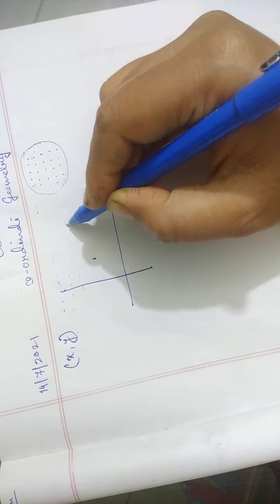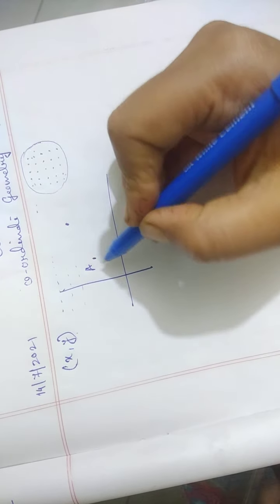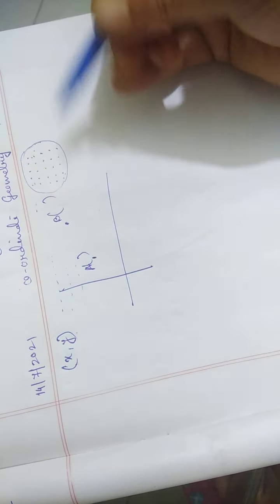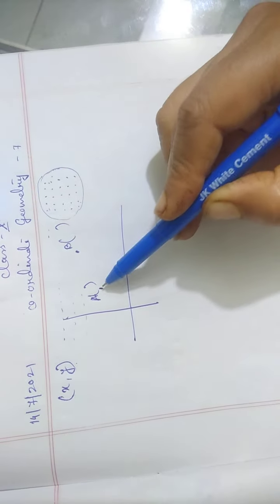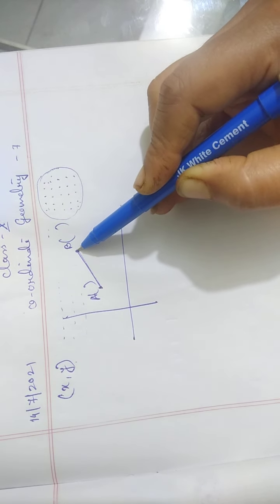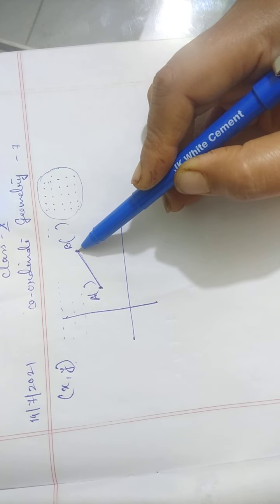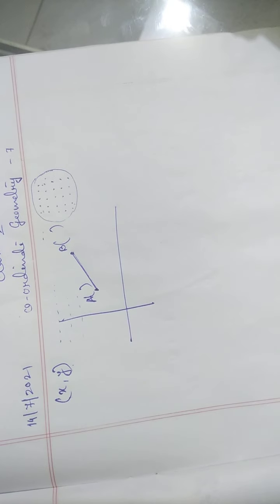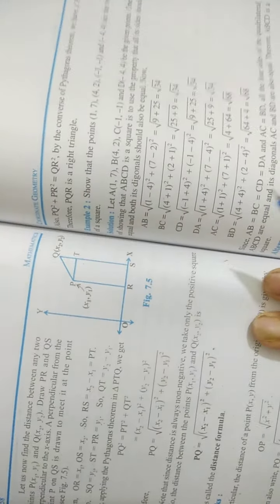Now in a Cartesian plane you can put, say, this is a point, this is another point. Now if you have to find the distance from A to B, the distance between 2 points, then you have to use some formulas. That formula is called the distance formula. Now see how can you find the distance between 2 points.